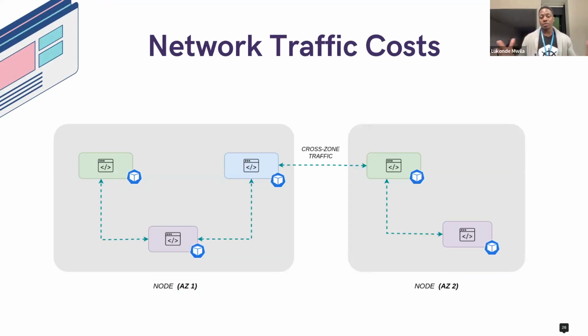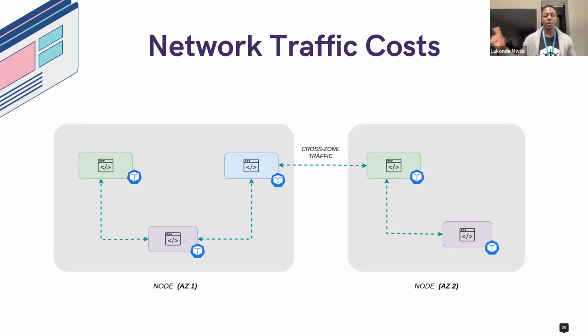The more spread out your application is, the greater the likelihood of network traffic that crosses zones. And a lot of the costs tied to networking are often tied to cross-zone traffic costs, the high costs, that is. So you'll see in this diagram, we've got different applications running in different nodes, and these nodes are in two AZs. One is AZ1, the other is AZ2.